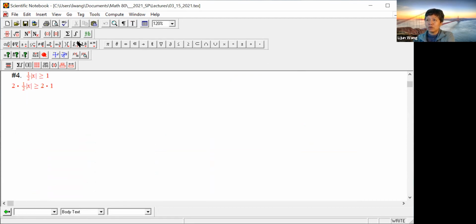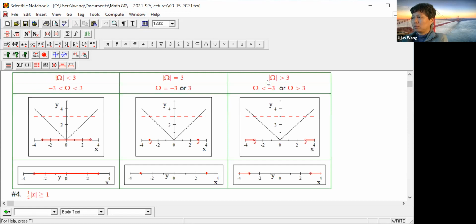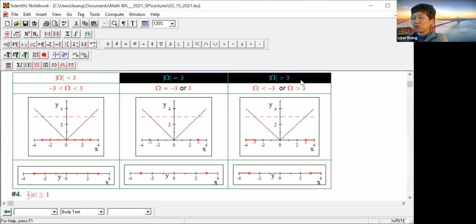Right? So you will get absolute value of x greater than or equal to 2. This step is really optional, but it shows you how to get there, okay? And so your answer will be the combination of these two, and it's going to be for 2.